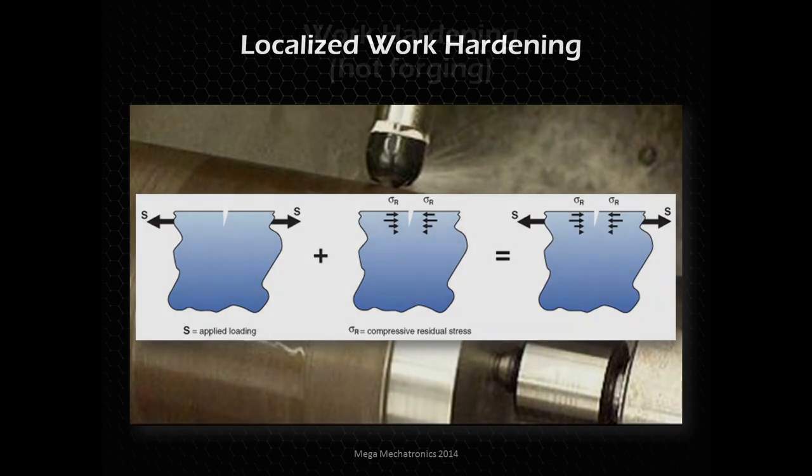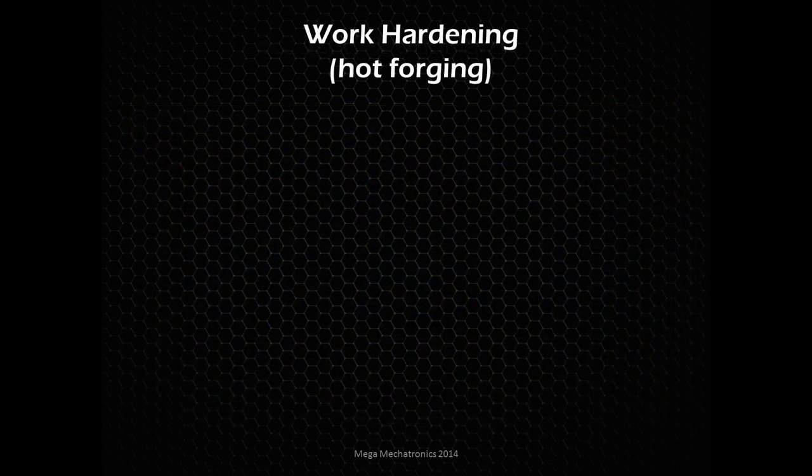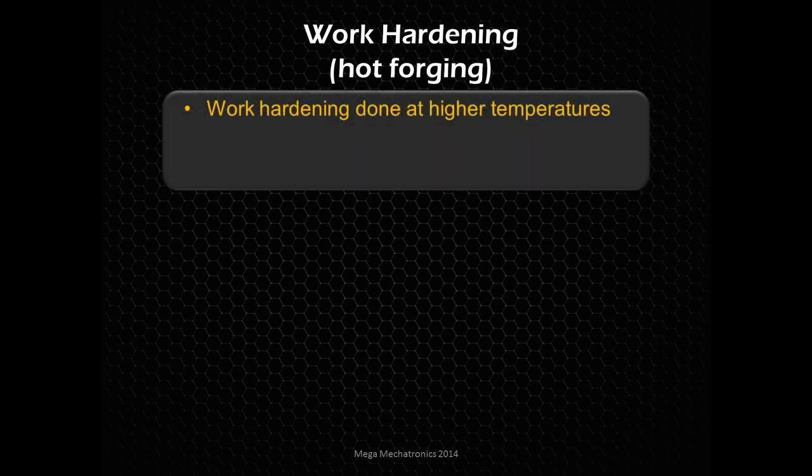More work hardening, hot forging. So this is like cold working, but it's done at higher temperatures, and it's going to give you different characteristics. And it's typically stronger than an equivalent cast part. If you're making a part by a casting process, this gives it totally different characteristics.